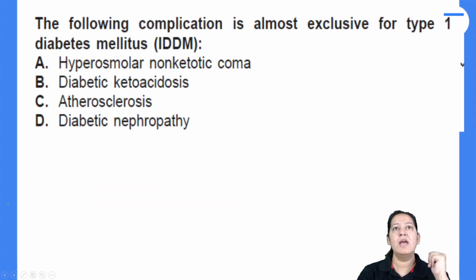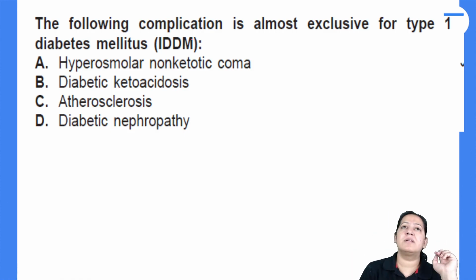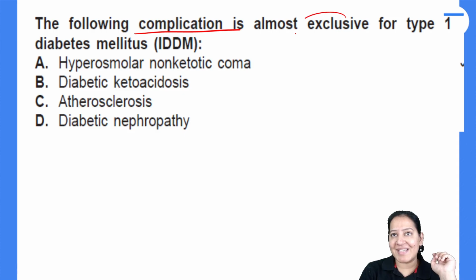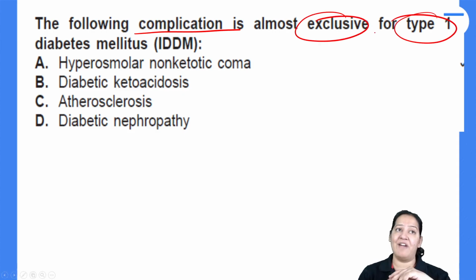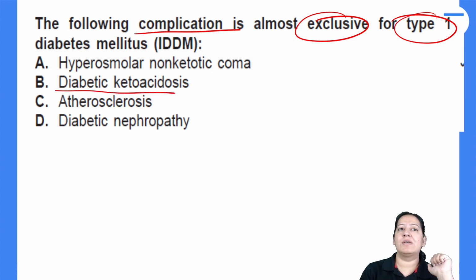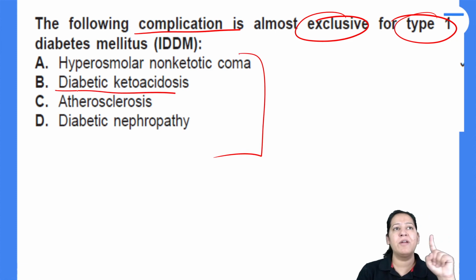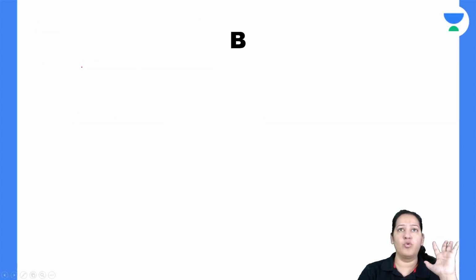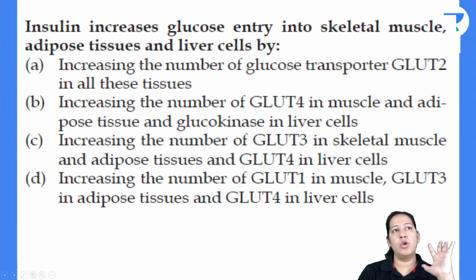Right? Okay. This is the next question in front of you. Please read the question and tell me the correct answer. The following complication is almost exclusive to type 1. In the last lecture, I told you, which complication takes place only in type 1? So it is diabetic ketoacidosis, which takes place only in type 1. The rest can take place in anyone. But type 1 will have diabetic ketoacidosis, type 2 will not. That I have told you very clearly.